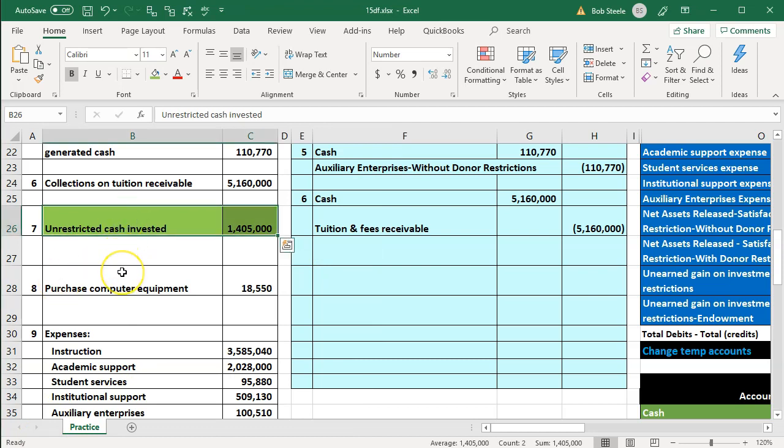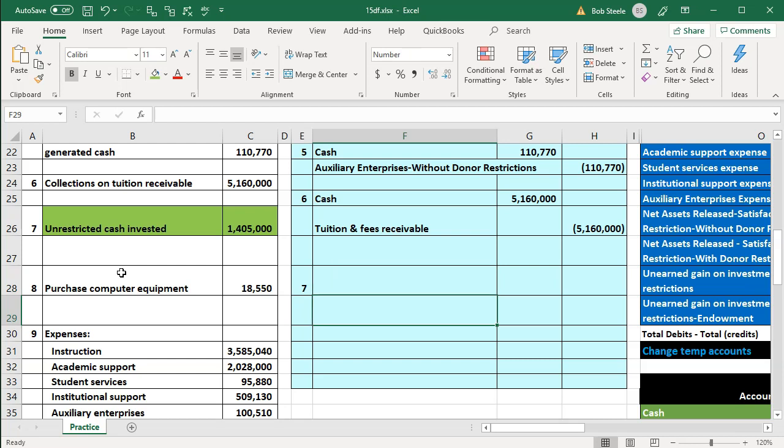Number 7 says that we have an unrestricted cash investment. So we're going to basically put money into an investment. We're going to take it out of cash. We're going to put it into an investment. Very similar to a for-profit type of organization that might do a similar type of transaction. Cash is going to be going down, so we know that cash is going to be a credit. Maybe we should start there.